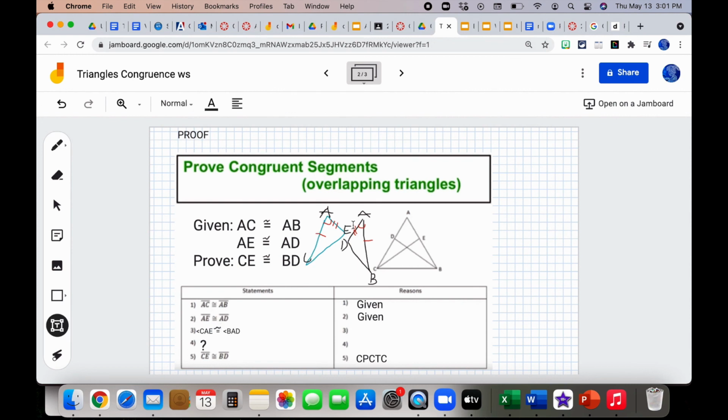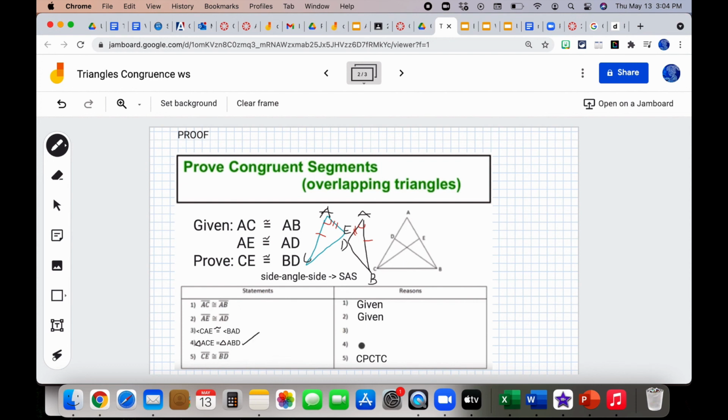We have all the markings in. What is the reason we can use for triangle congruence? This triangle is congruent to this triangle by side, angle, side. The angle is included: side, angle, side. And we just use SAS to stand for side, angle, side. Make a small triangle to represent the triangle that we're talking about, ACE, congruent to triangle ABD. And we write it in the statement.